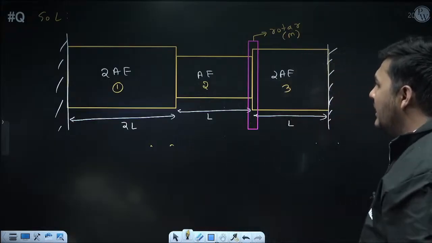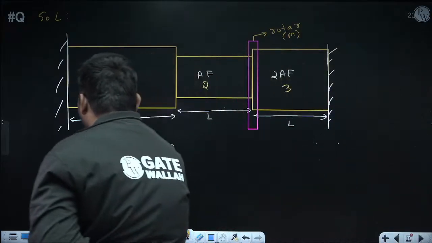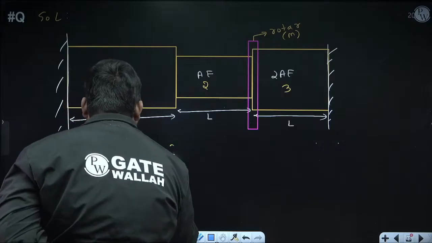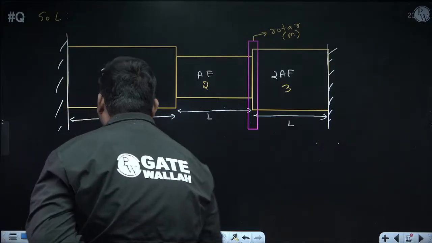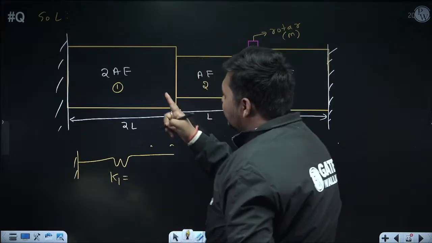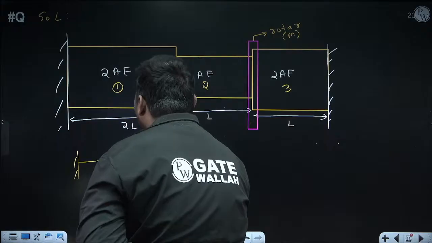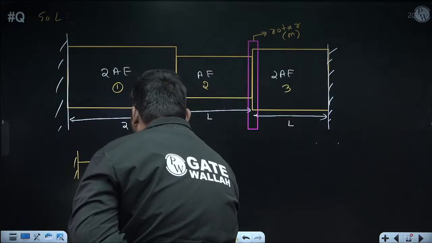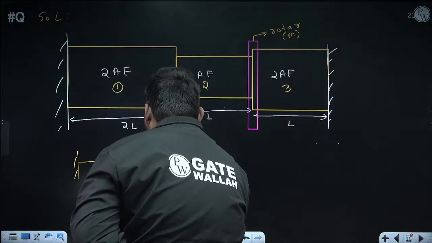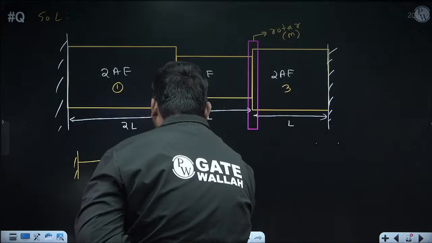Now draw the equivalent diagram. What we'll do, we'll replace bar 1 by spring 1, whose axial stiffness is K1. And how will we calculate K1? The axial rigidity of bar 1 is 2AE, so axial rigidity divided by length. The length of bar 1 is 2L. Now 2 will get cancelled, so it will come AE by L. Calculation you can do.